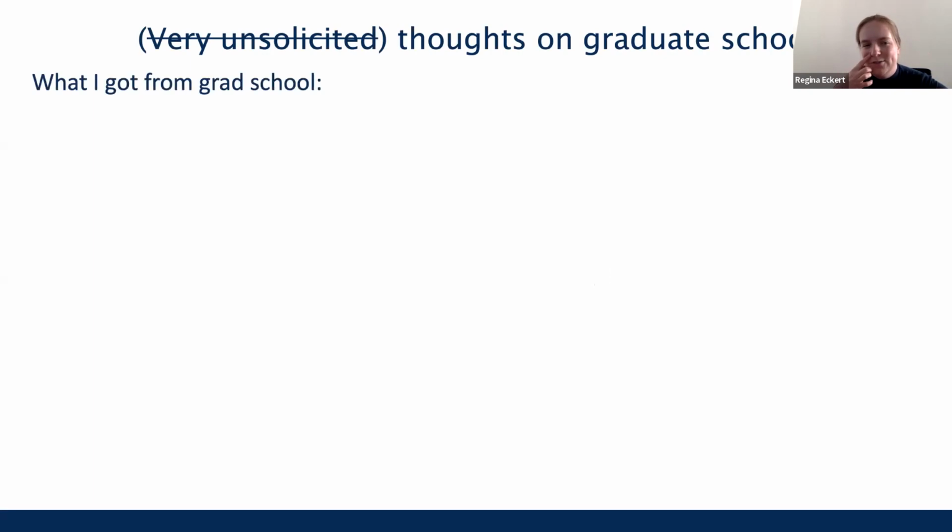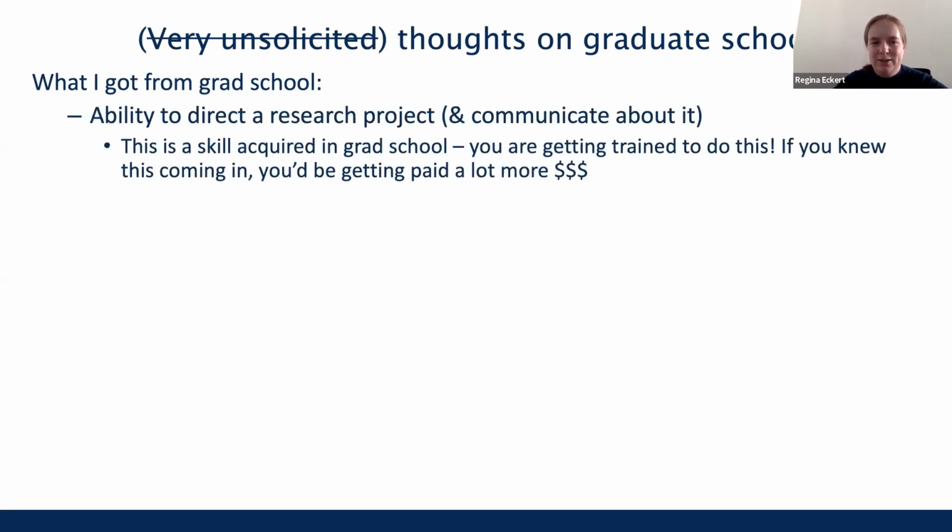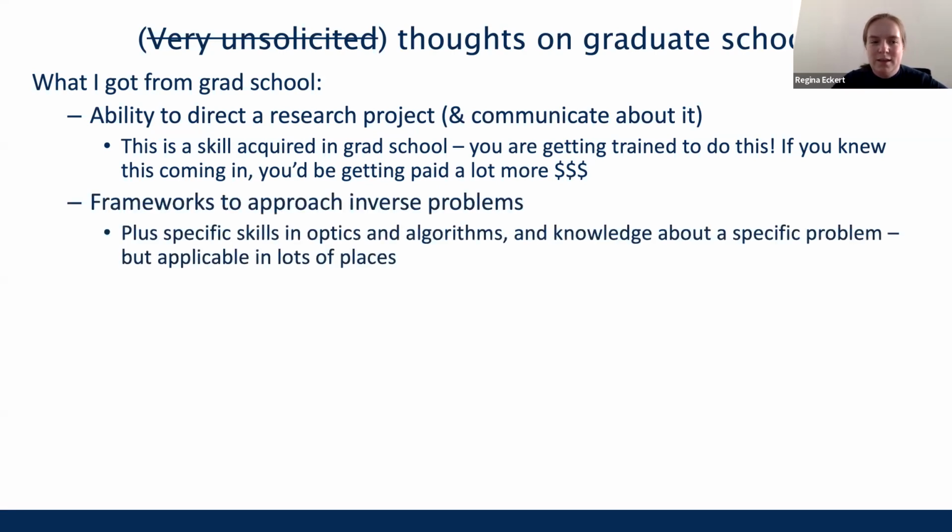When I reached the end of my PhD and was looking back at what I actually learned from this experience, I realized that I had gained the ability to direct a research project and hopefully communicate about it well. When I came in, I thought I was already supposed to know how to do that. But it's not. This is actually a skill that you're acquiring. You're getting trained to do this. And if you knew it when you were coming in, you'd be getting paid a lot more money, right? So I think that's a very comforting thought as a graduate student. You're working on this ability. It's not something that you already know how to do.